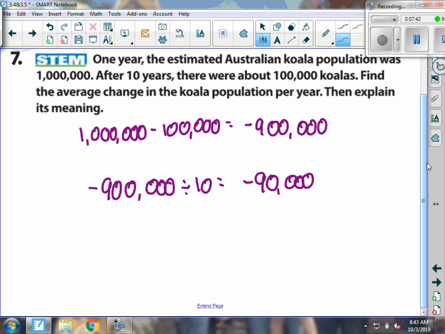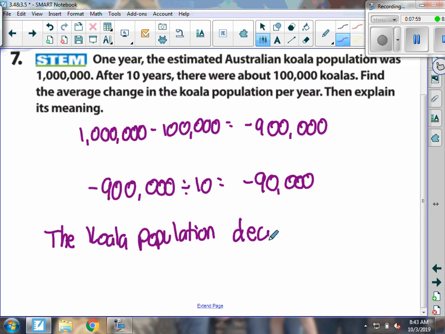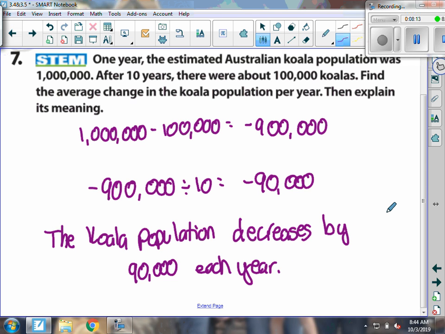Now I need to explain what that means. So it means that the koala population decreases by 90,000 each year. So there's my final answer.